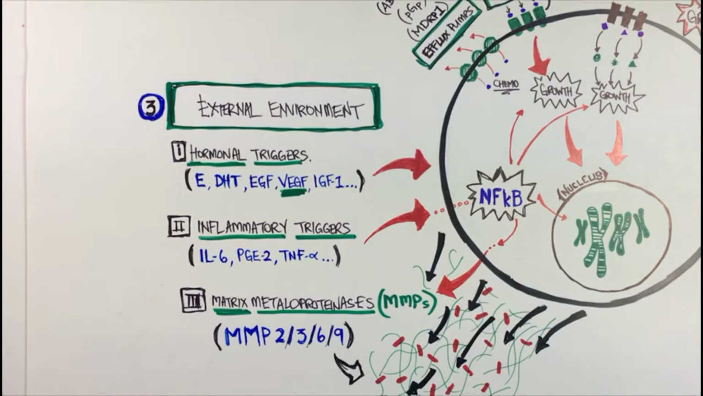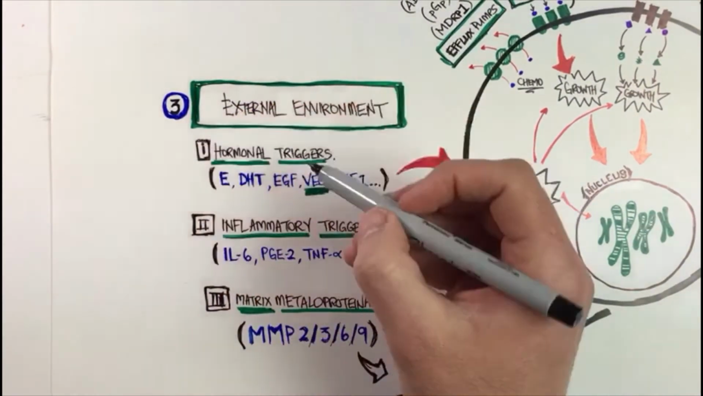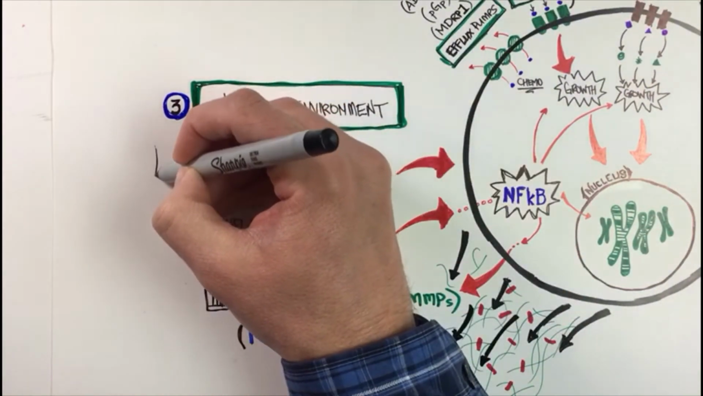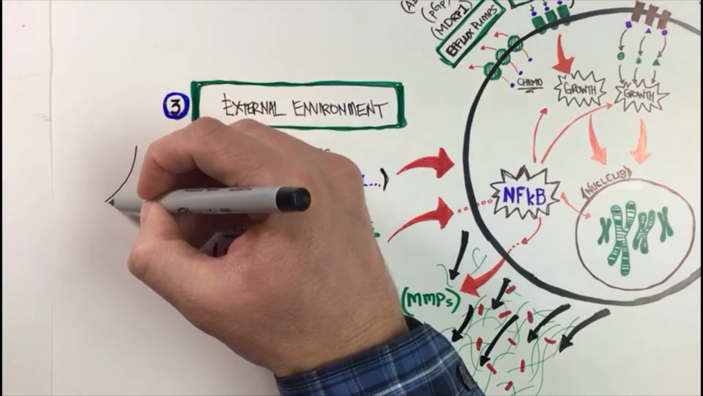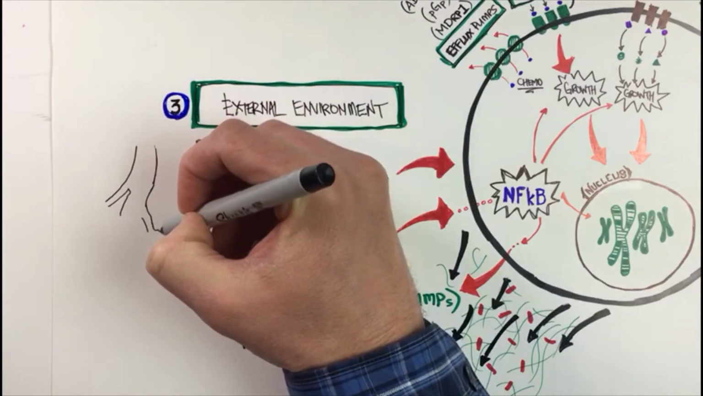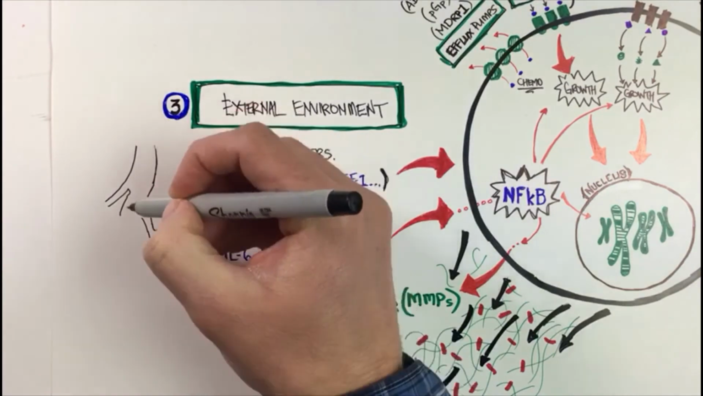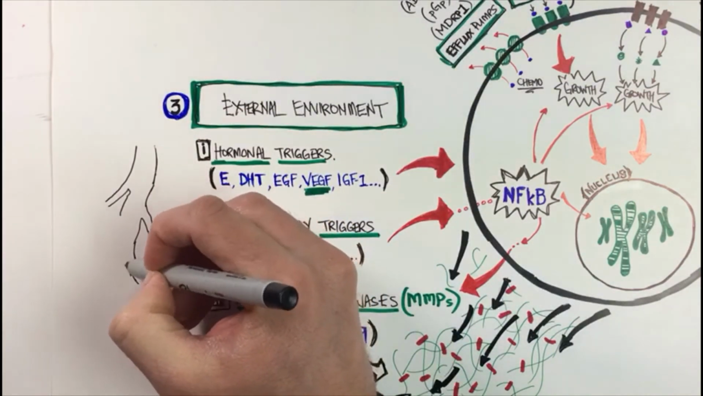The fourth piece here of the external environmental factors that I wanted to discuss really is based on the vascular endothelial growth factor, which I just sort of pointed to there, the VEGF in the hormonal triggers bracket there.